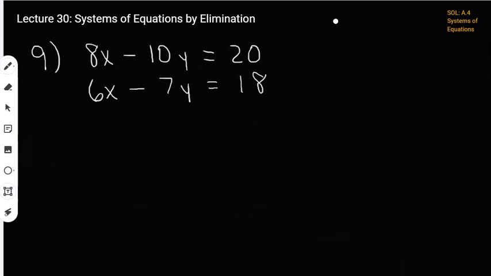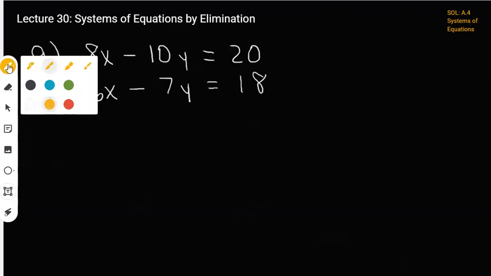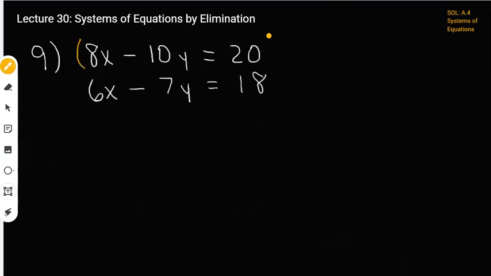So here's what I can do. I can concentrate on the x terms or the y terms, but I think it's going to be easier to do the y terms. So let's do that. I'm going to change to yellow. I'm going to put the top line in parentheses and the bottom line inside parentheses. So what can I multiply the top line by? I've got a negative 10. On the bottom, I have a negative 7. How can I make these two numbers the same?